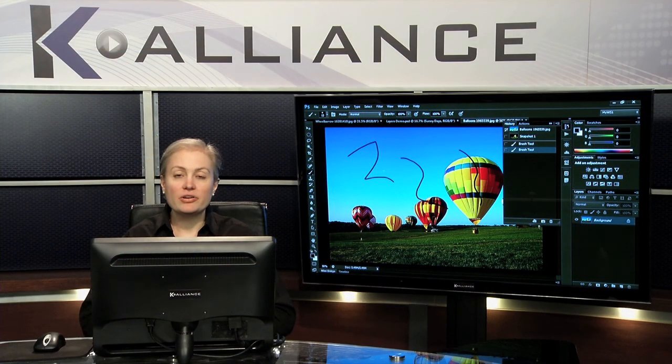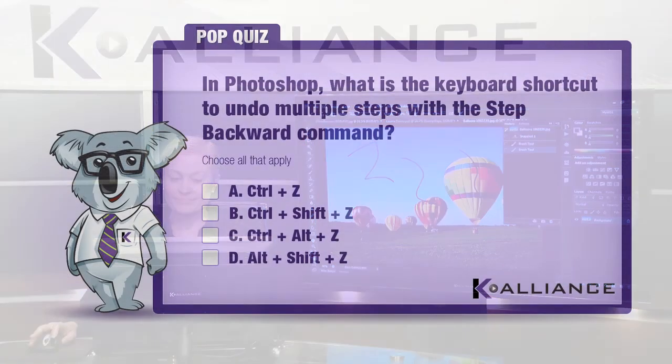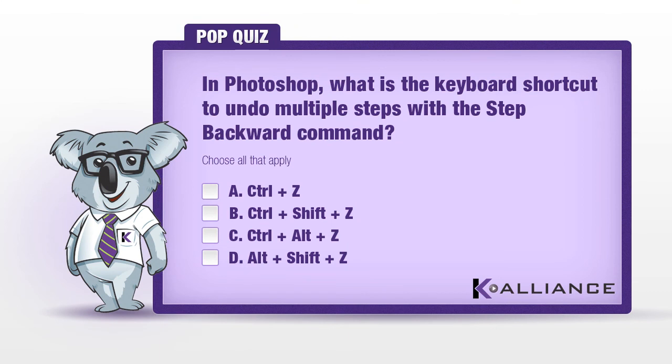So now what we're going to do is a pop quiz. In Photoshop, what is the keyboard shortcut to undo multiple steps with the step backward command? A, Ctrl+Z, B, Ctrl+Shift+Z, C, Ctrl+Alt+Z, D, Alt+Shift+Z.